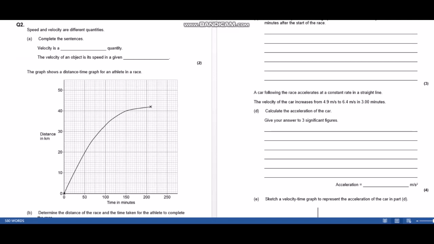Question 2. Speed and velocity are different quantities. Velocity is a vector quantity. The velocity of an object is its speed in a given direction. So a vector has both magnitude, so size, and direction.